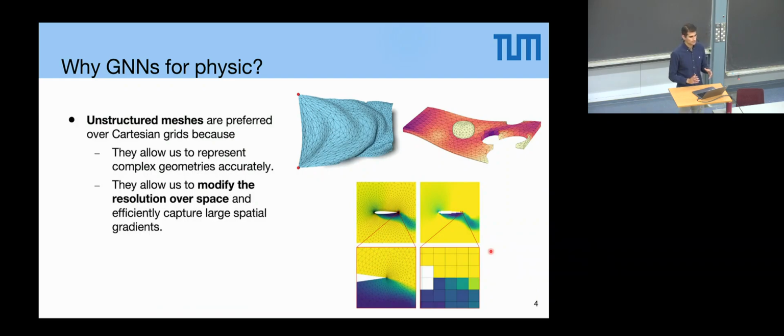Now, why should we care about using an unstructured mesh if we have to use a graph neural network, which we don't know yet how to use? We could just use this kind of regular grid and use a CNN.